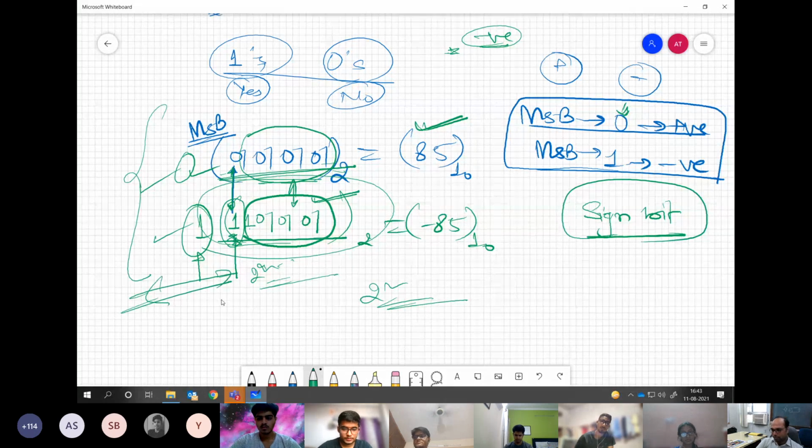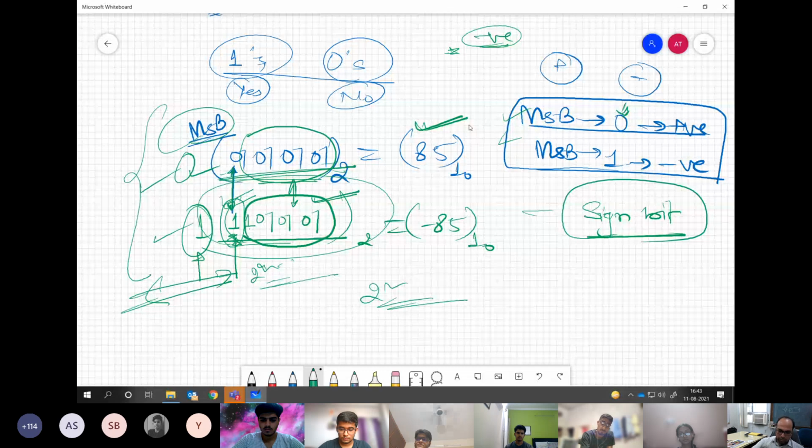In the second example, the leftmost one is not included in the magnitude. Leftmost one means the sign bit, right? Yes, that is what I'm saying. Don't include it in the magnitude. That's the sign bit. That is the MSB. This is what I have been saying.